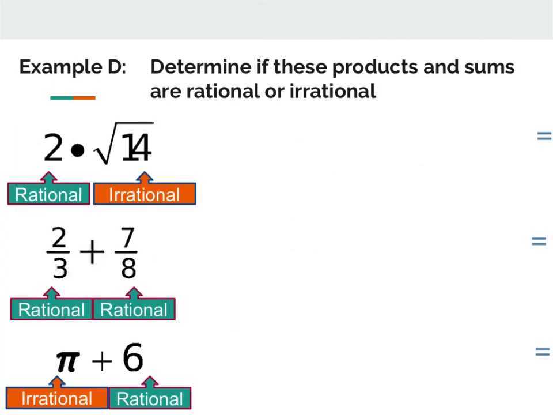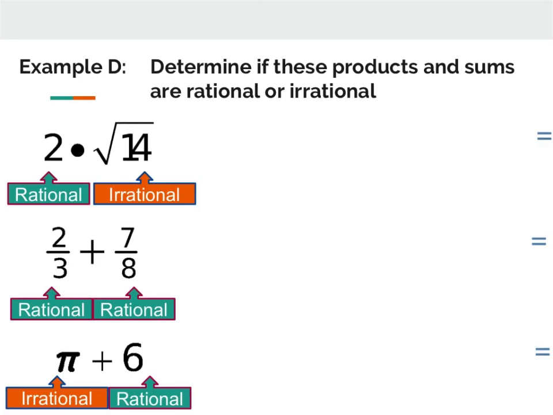Here we are at example D, and example D says determine if these products and sums are rational or irrational. So we're not trying to figure out what the answer is. We're not looking for 5 or 26 or square root of 3. We're not looking for an actual answer. We're just trying to determine is the answer going to be rational or irrational.